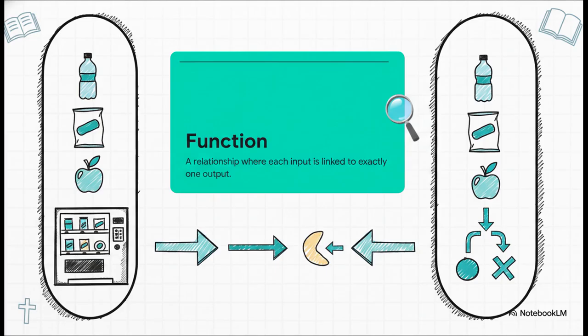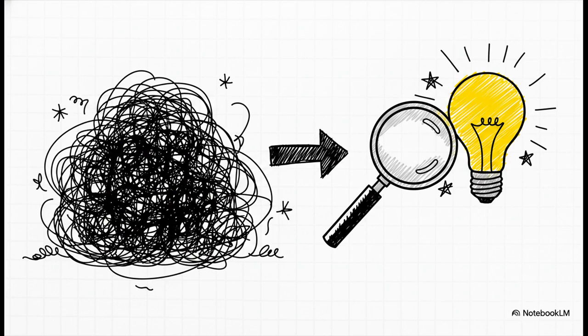Think of it kind of like a vending machine. If you press the button for a bottle of water, that's your input, you expect exactly one output, your water. If you press that button and sometimes you get water and sometimes you get a bag of chips, well, that machine is broken. It's not functioning. In math, for a relationship to be a true function, one specific input can only ever point to one single specific output, no exceptions. Now, checking every single number one by one to see if it follows this strict rule, that could literally take all day.